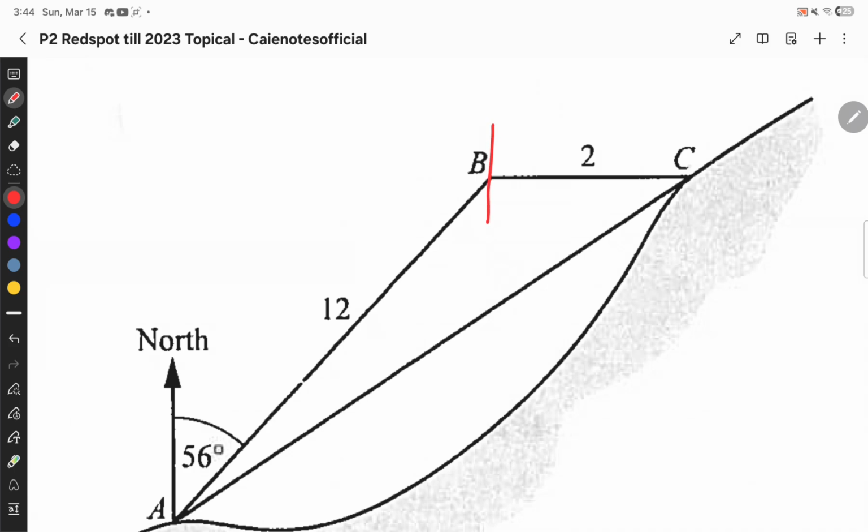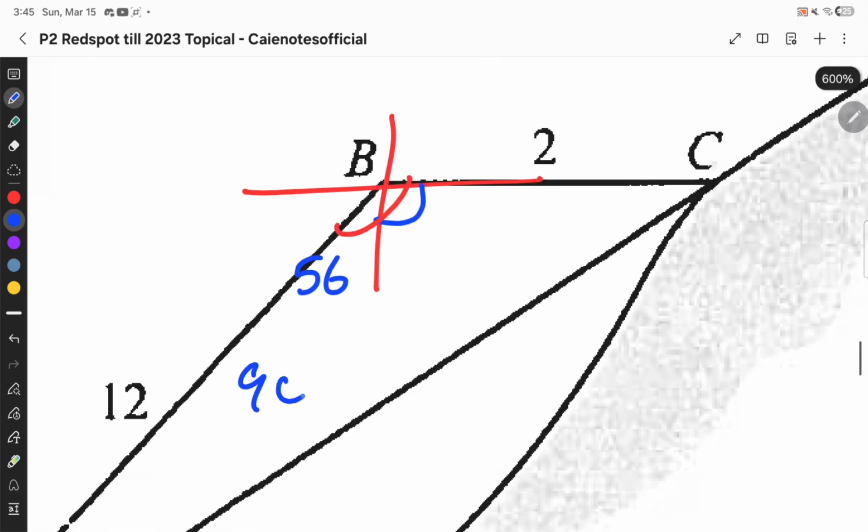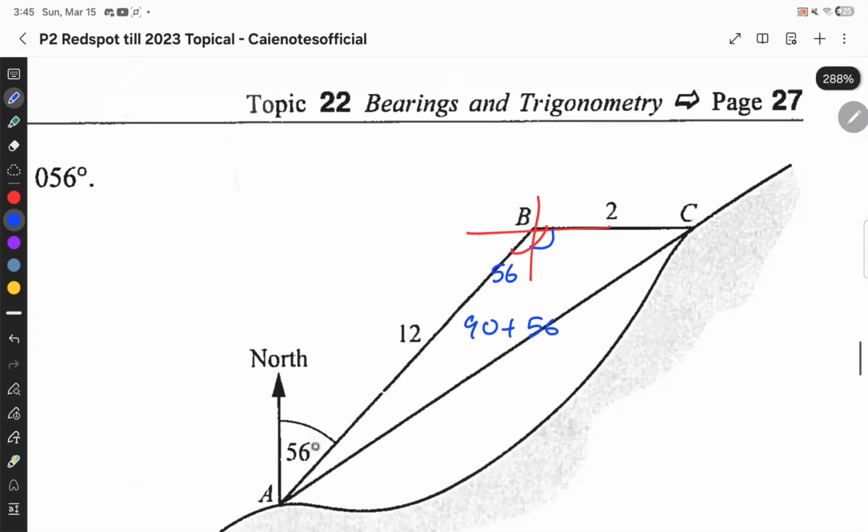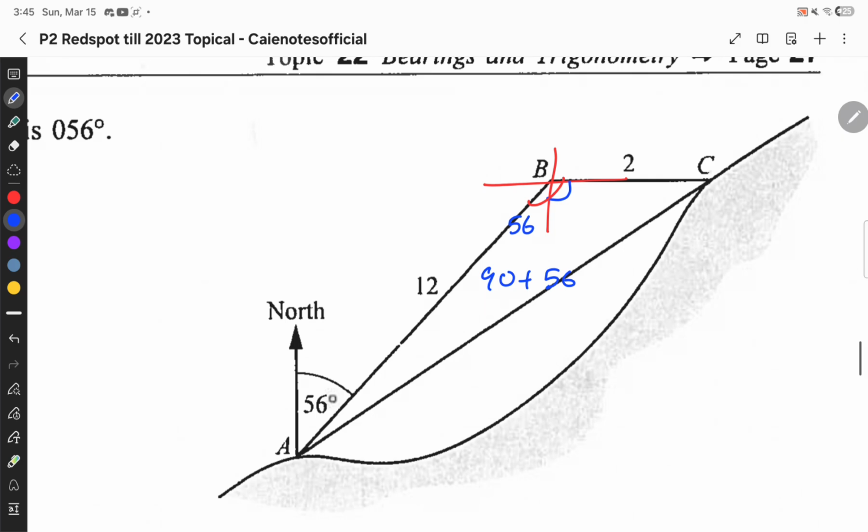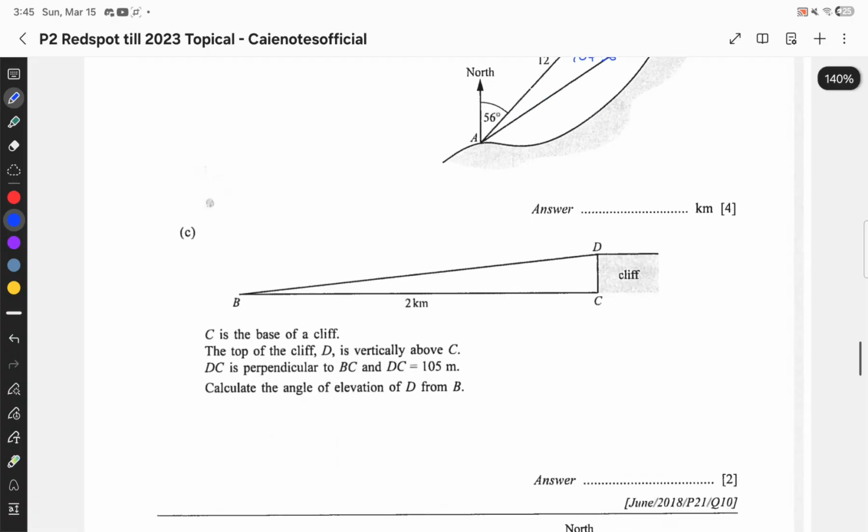So what do we do? We make our plus, we know this is 90 guaranteed, and this remaining angle, what is it? We use angles of a polygon to find this remaining angle to be 56. And so we do 90 plus 56, that is our angle at B, and then we use the cosine rule. 90 plus 56 is the angle, and boom.